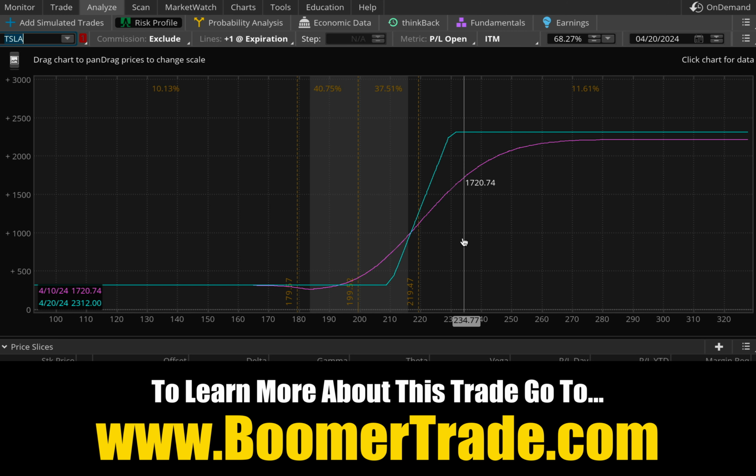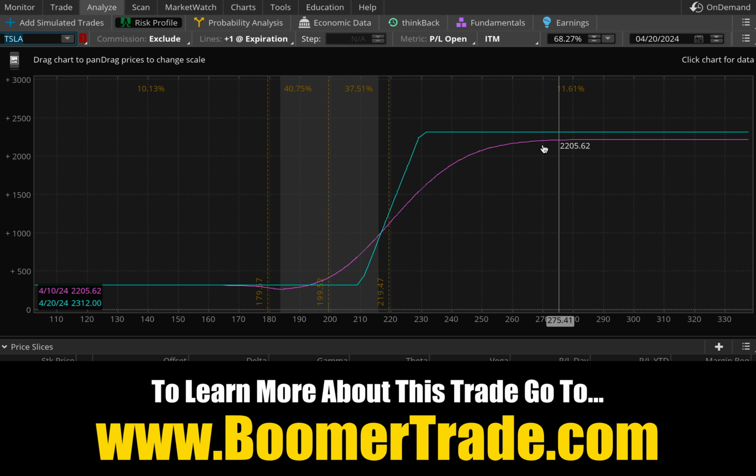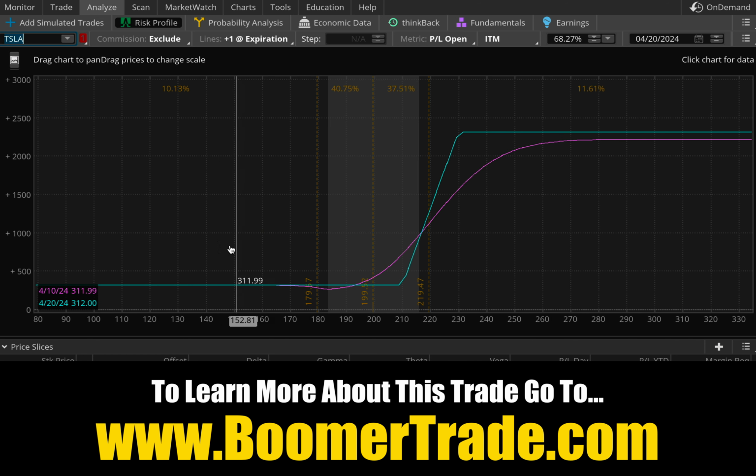And if it takes off to the upside here, you can see 10% up, we make up to $1,235 right here, and all the way up. If it continues up by expiration, it caps off at a profit of $2,312. So again, no matter what happens with this position with Tesla, worst case scenario is we make $312. Best case scenario is that we make $2,312.